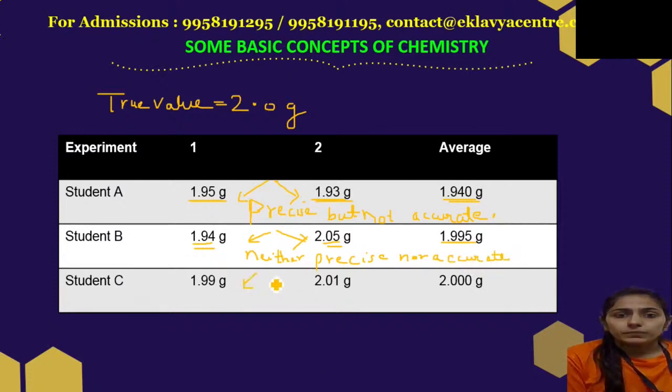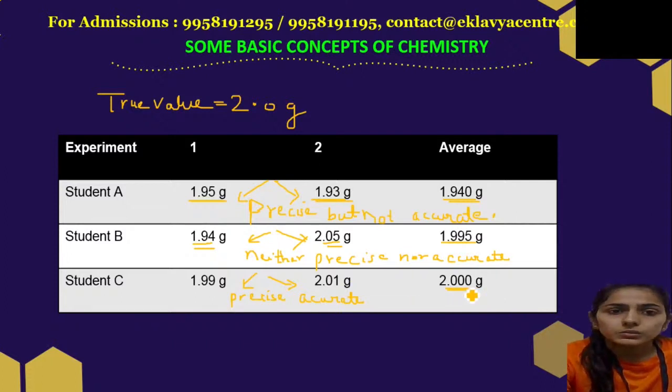Third, this student has obtained 1.99 gram and 2.01 gram. So values are very close to each other, so the results are precise in nature, and the average value is 2 gram, so therefore we can say the results are both precise and accurate. Clear? Okay, so this is how we find whether the results are precise or accurate.